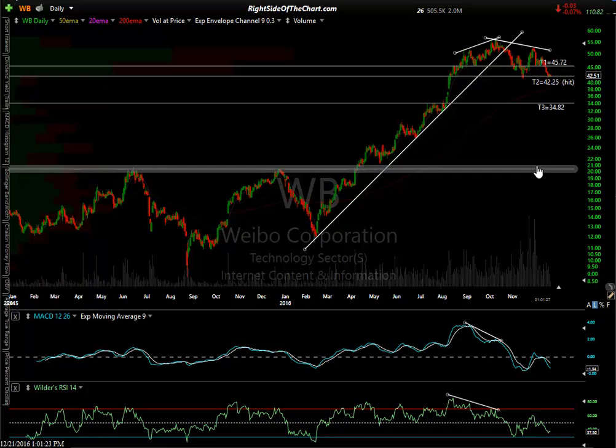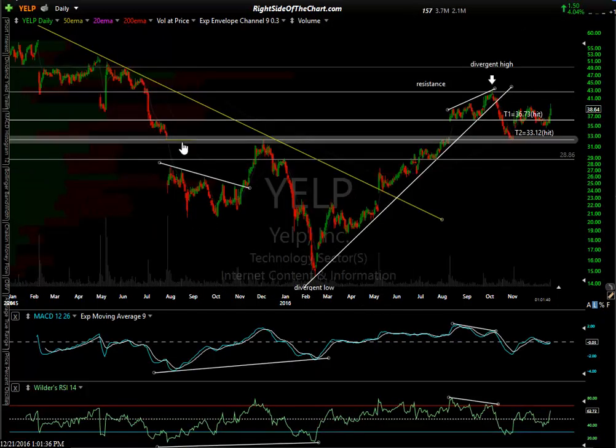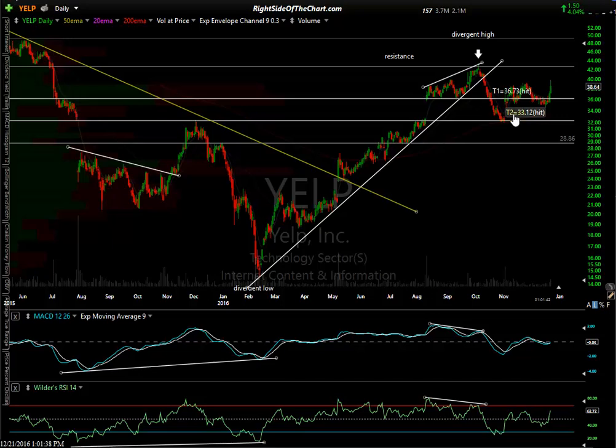If things get really ugly, there's some potential to move all the way down here to that 20.44 area, but as of now, T3 at 34.82 remains the final target. And second to last one up, we have Yelp. I believe this is a completed trade. Yeah, Yelp already hit the final target, T2 at 33.12.